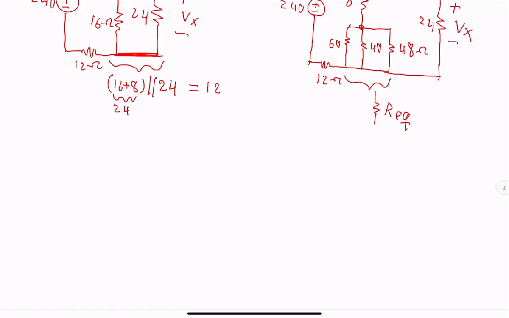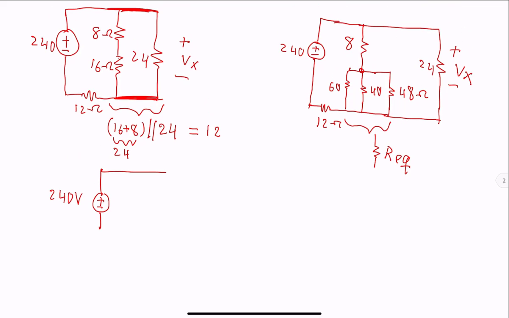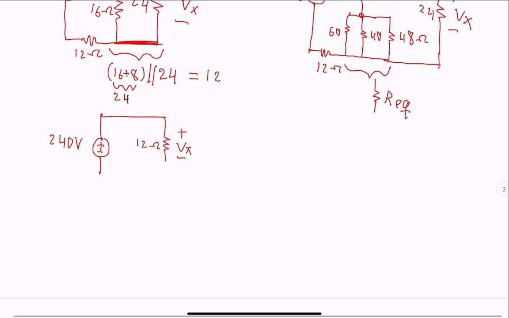We are looking at a 240 volt source on the top connected to 12 ohms. Vx is right across that. That is connected to another 12 ohm resistor and back to the source. We are looking for Vx.